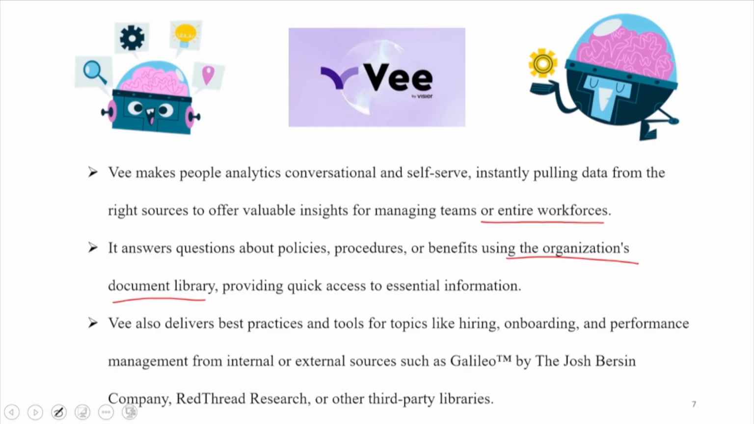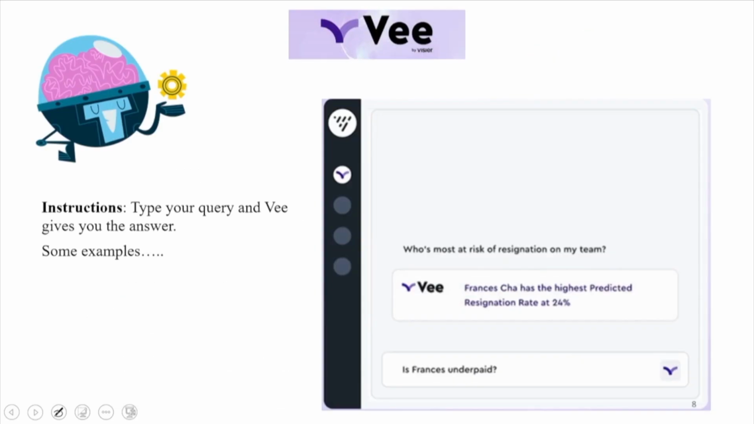It could be sources like Galileo by the Josh Bersin company, Red Thread Research, or other third-party libraries for that particular matter. Now, when you look into V, how does this platform look? Let's have a quick look. You have to give some instructions, type your query, and V gives you the answer. Some examples could be, who's the most at risk of resignation on my team? So that gives a certain insight.